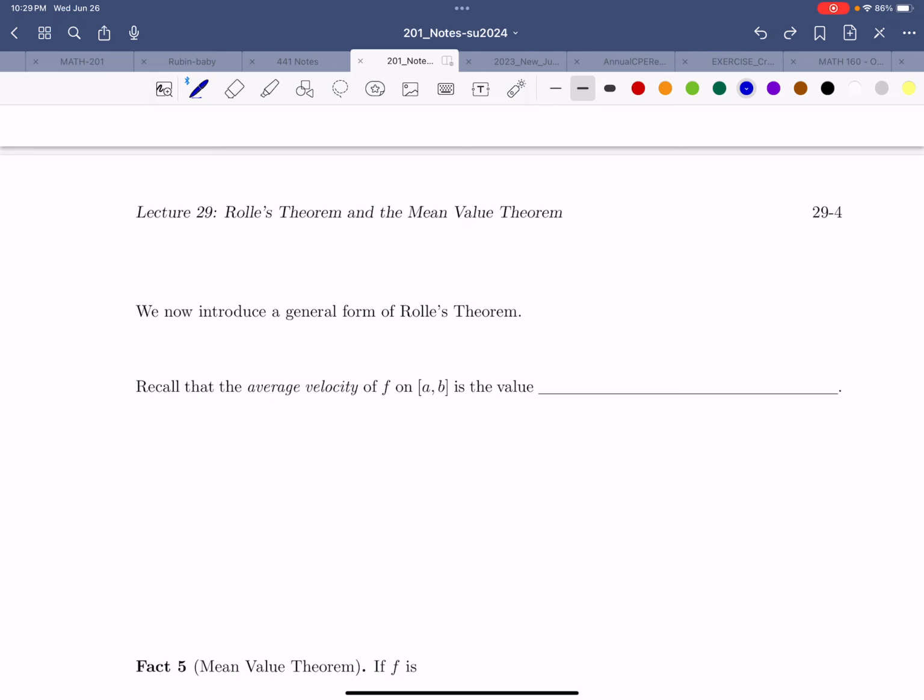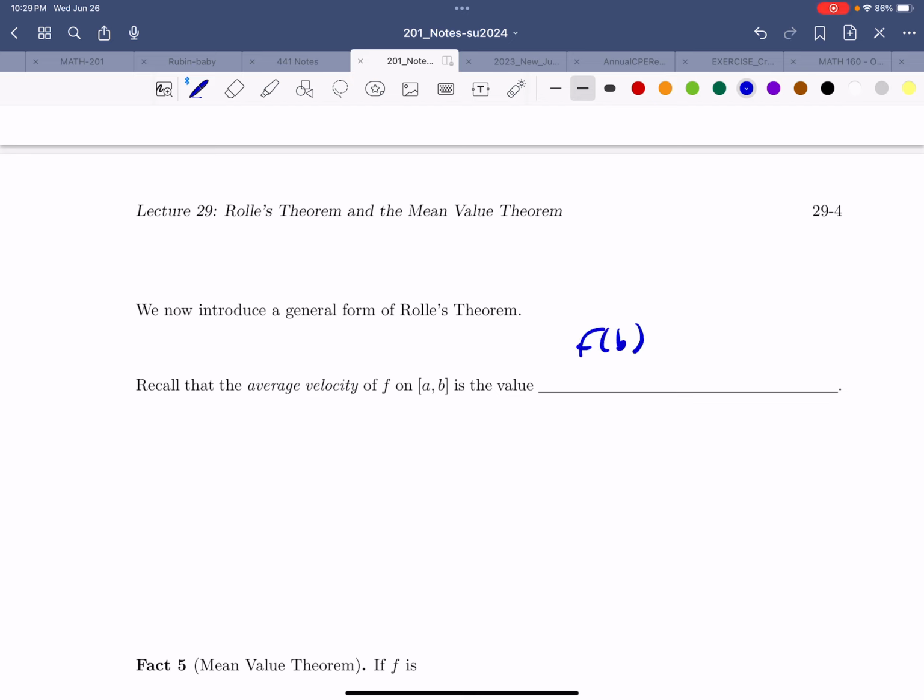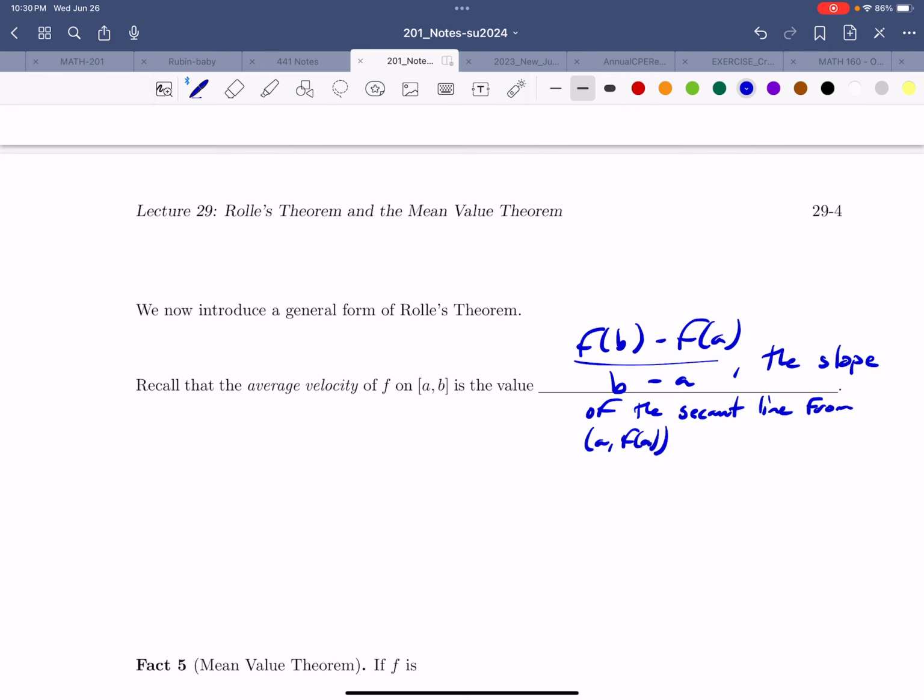Remember that the average velocity of a function is the slope of the secant line. It's going to be f of b minus f of a all over b minus a. The slope of the secant line from a, f of a to b, f of b.